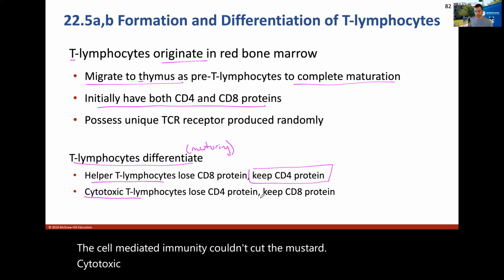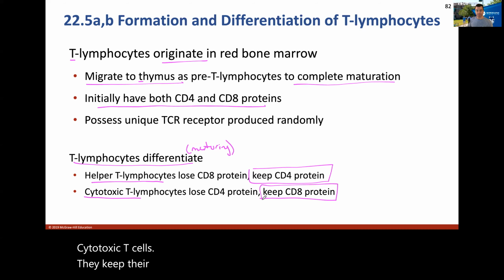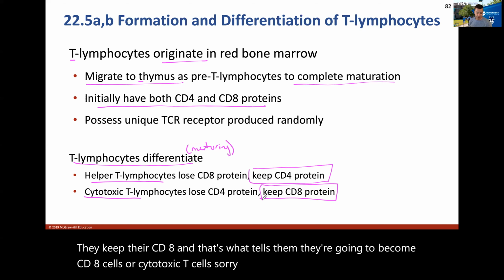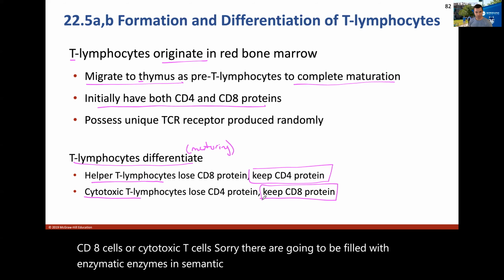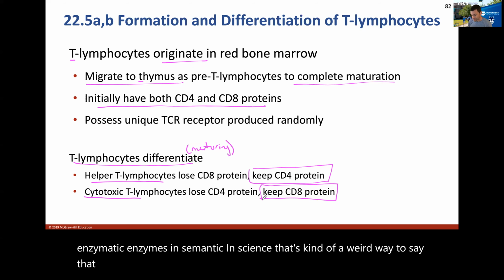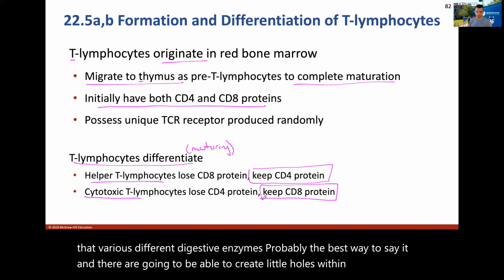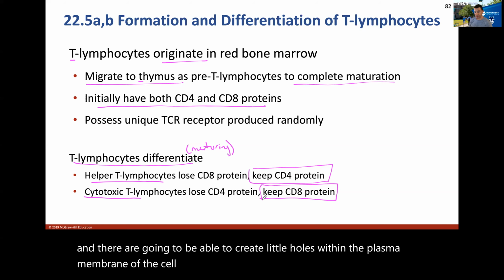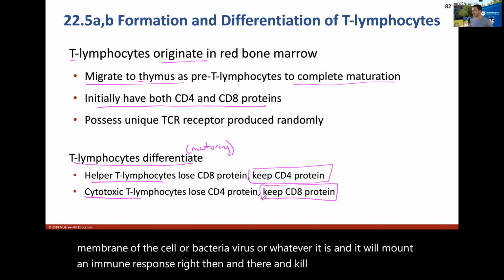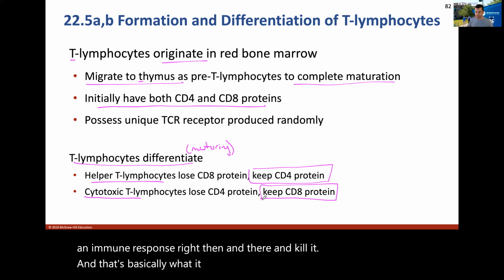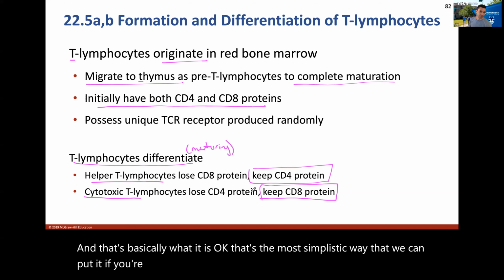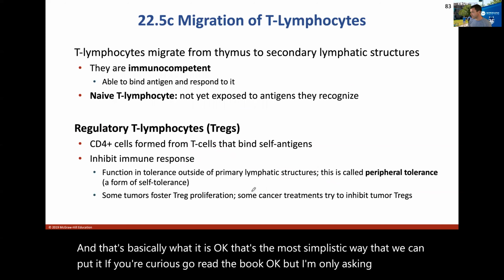Cytotoxic T cells keep their CD8. And that's what tells them they're going to become CD8 cells, or cytotoxic T cells, sorry. They're going to be filled with various different digestive enzymes, probably the best way to say it. And they're going to be able to create little holes within the plasma membrane of the cell or the bacteria, the virus, or whatever it is. And it will mount an immune response right then and there and kill it. That's the most simplistic way that we can put it. If you're curious, go read the book, but I'm only asking what's on the slides here.